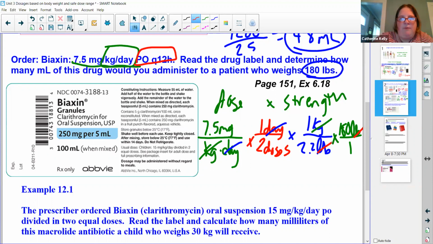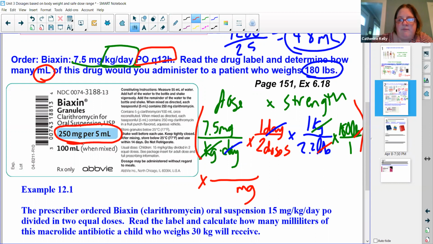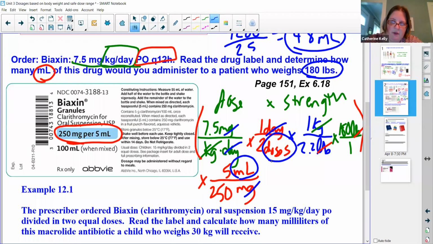However, you wanted to know how many milliliters per dose. So you're going to keep going. I ran out of room. So I'm going to say times, my milligram has to be on bottom, but so that's all your dose. And your strength is 250 milligrams for 5 milliliters. So when you cancel your milligrams, now if you would finish your answer, it will be how many milliliters per dose, because you have milliliters on top and you have doses on bottom.